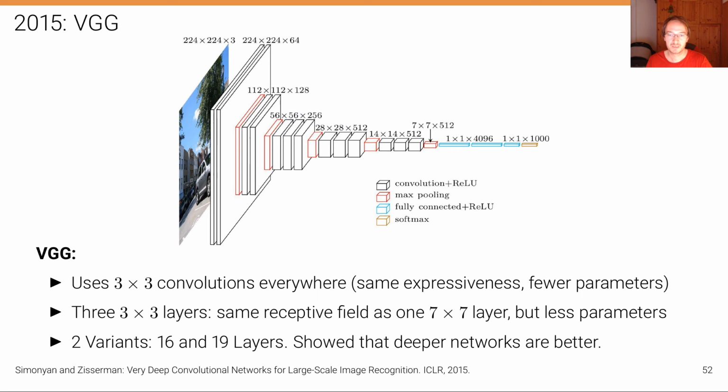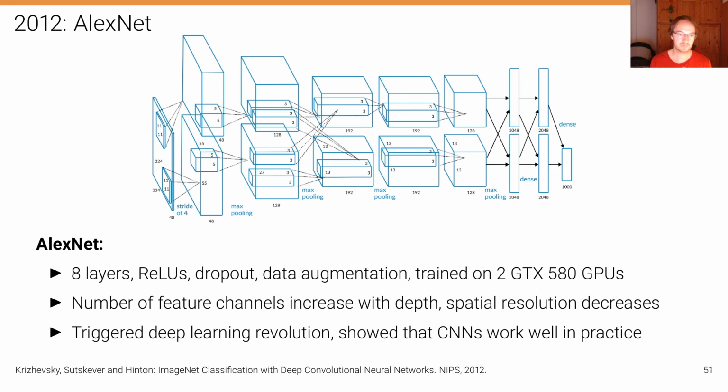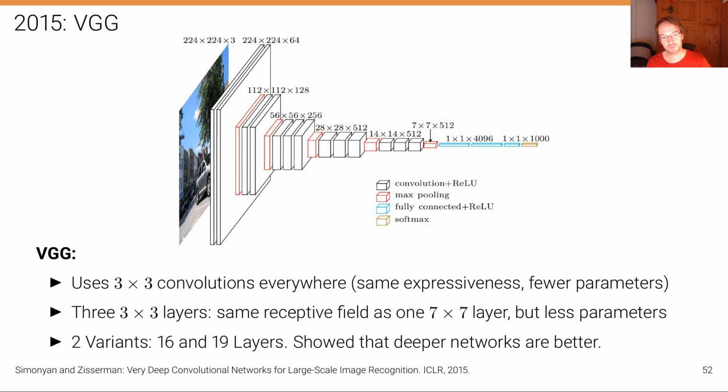Then in 2015, so there were a couple of steps in between, I'm jumping ahead slightly, the VGG network architecture was proposed. This is the architecture I've already shown to you. It uses 3x3 convolutions everywhere. That was key. That was the key difference from this network, which still had many more parameters, also because it was using larger filter sizes here in the beginning. So it showed that using just 3x3 convolutions everywhere has the same or even better expressiveness with fewer parameters.